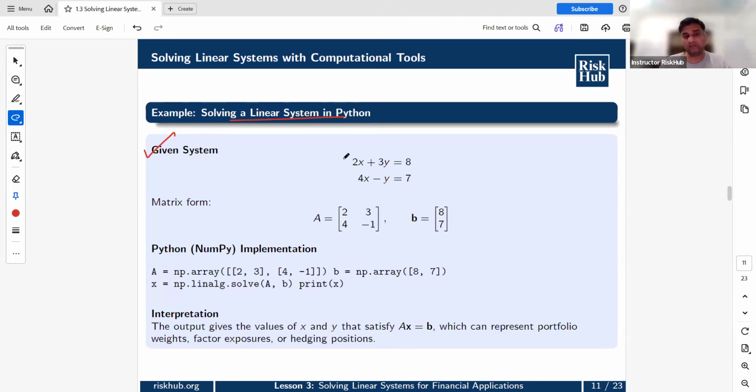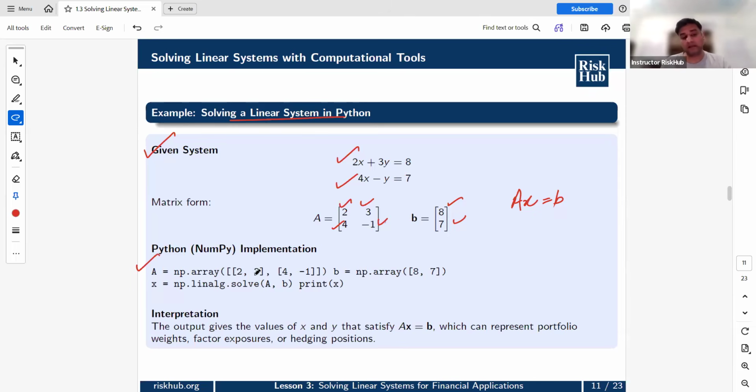The equations are given: 2x + 3y = 8, 4x - y = 7. In matrix form, you convert to A = [[2, 3], [4, -1]], and you have b, which is [8, 7], right? And the system becomes Ax = b, right? Ax = b. So what does it really mean? Matrix A contains relationships, vector x contains unknowns, vector b contains your targets. This abstraction is everything in quant finance because once a problem becomes Ax = b, the computer can solve it efficiently, and the Python implementation is given here.